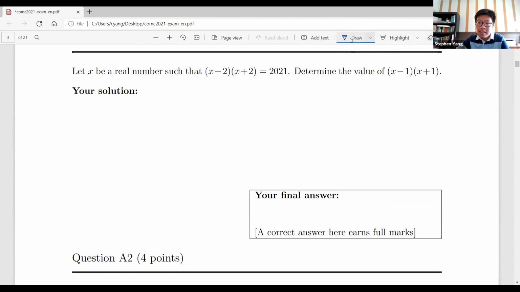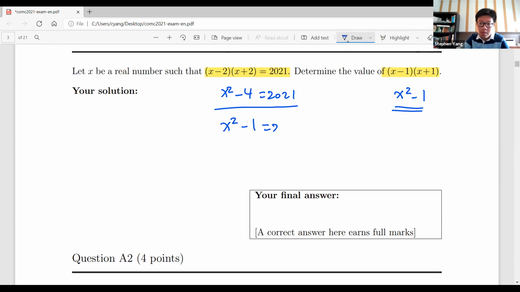Question A1 is straight up algebra manipulation. You're given this condition, and I want you to find this expression. So this condition basically tells you x squared minus 4 is equal to 2021. You're given x squared minus 4, and you want to find x squared minus 1. So you just add 3 to both sides. You have x squared minus 1 is equal to 2021 plus 3, which is equal to 2024. So our answer is 2024. Okay, are you good for A1? Okay, now let's get to B3.